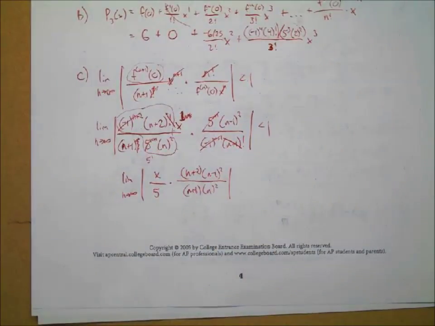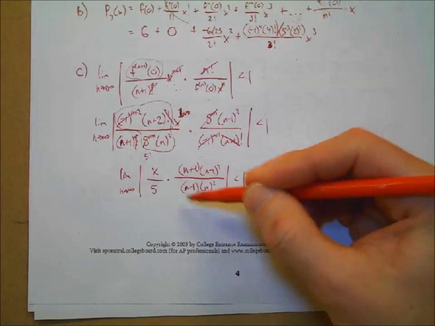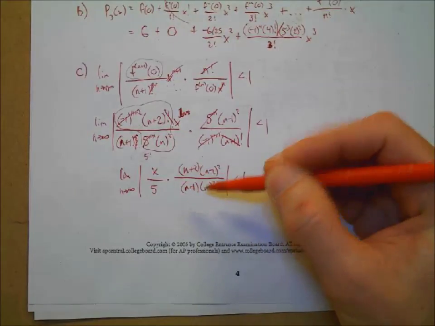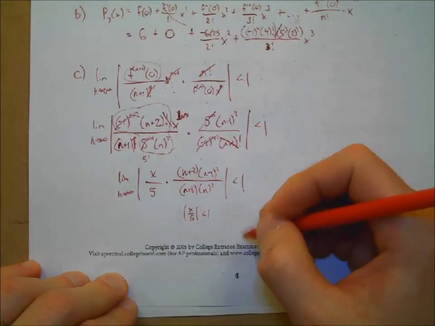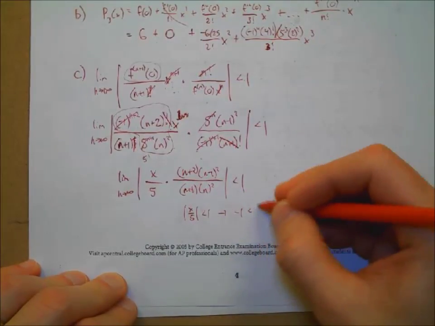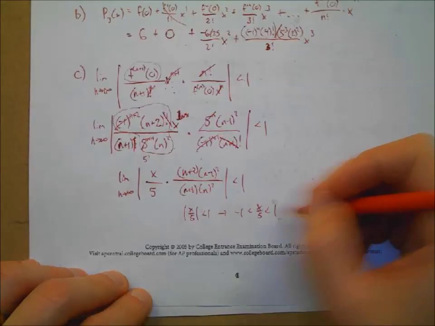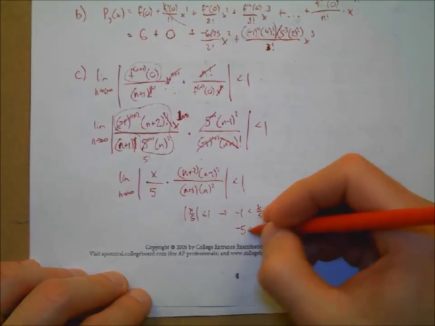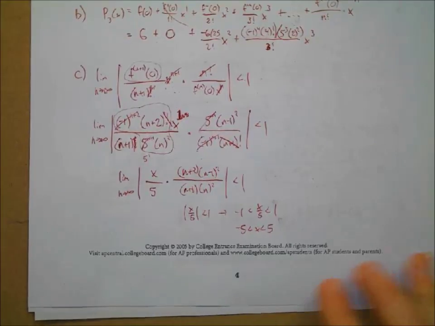What do we know about this right here? It will go to 1. Wow, look at that. Okay, and so that becomes then negative 1 less than x over 5 less than 1. Then we'll just multiply both sides by 5 here. Negative 5 less than x less than 5. Okay, and then we need to check our endpoints, right?